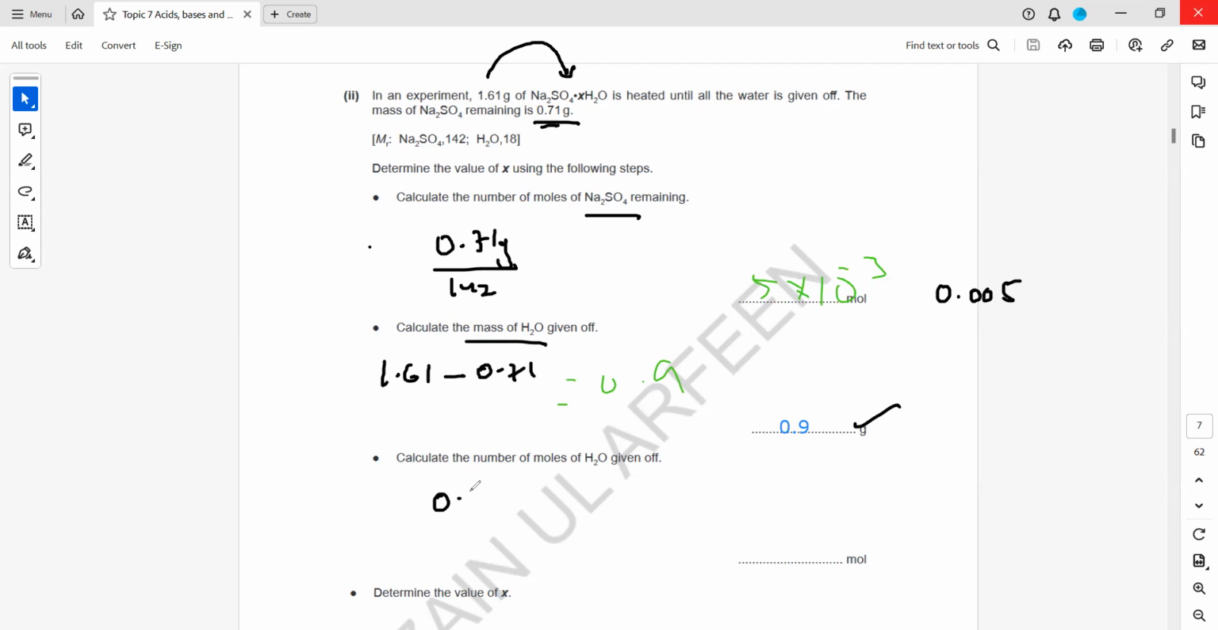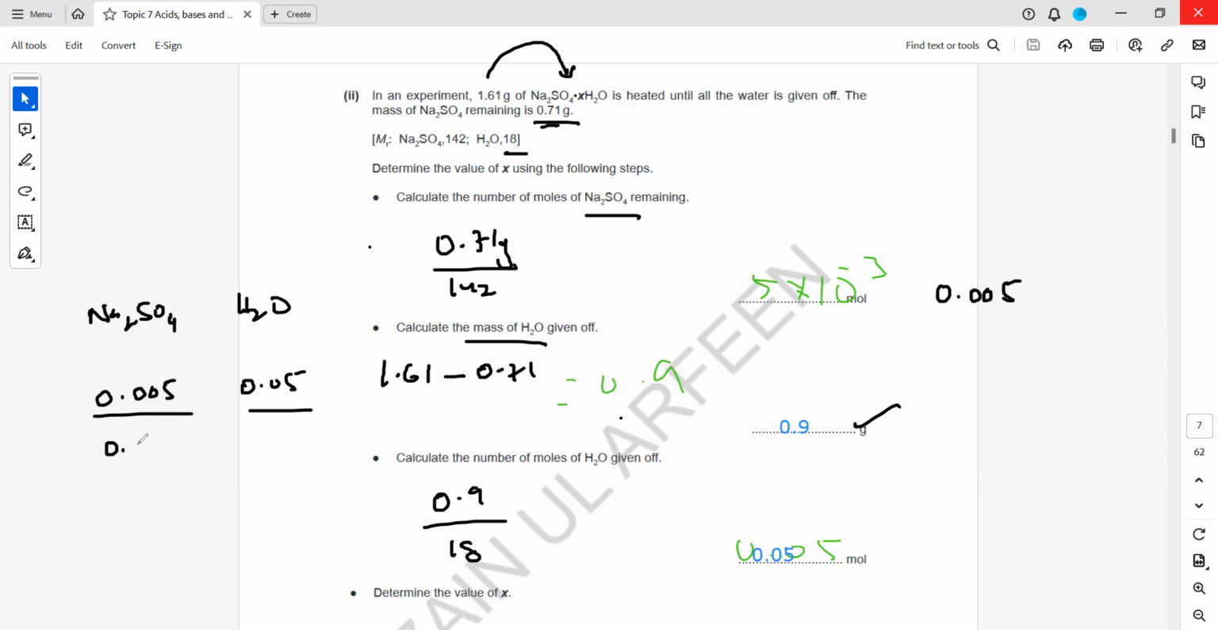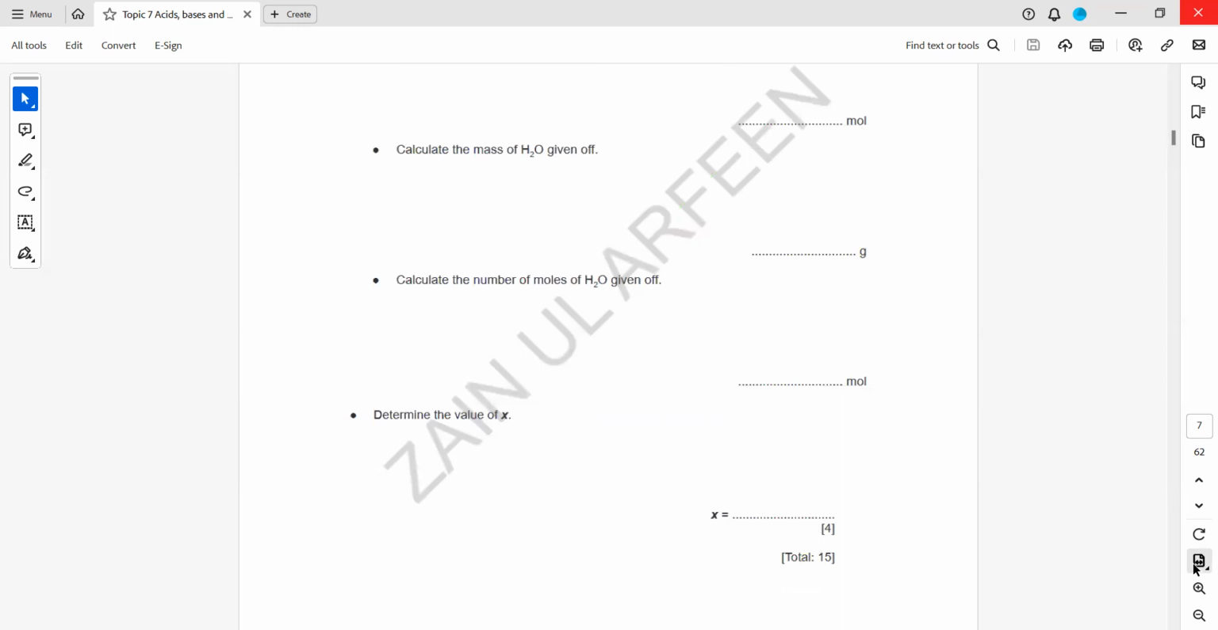Then number of moles of the water: moles equals mass in grams over molar mass. The molar mass of water is 18. So 0.9 divided by 18. What's the answer? 0.05. Okay. Now we compare the moles of anhydrous sodium sulfate and water molecules. This was 0.005 and this is 0.05. To take the simplest ratio, we divide by the smallest value. So we divide by 0.005. This will be 1 and this will be 10. So the ratio between them is 1 to 10. So how many waters of crystallization should be there? It should have 10 waters of crystallization. The value of X should be 10.